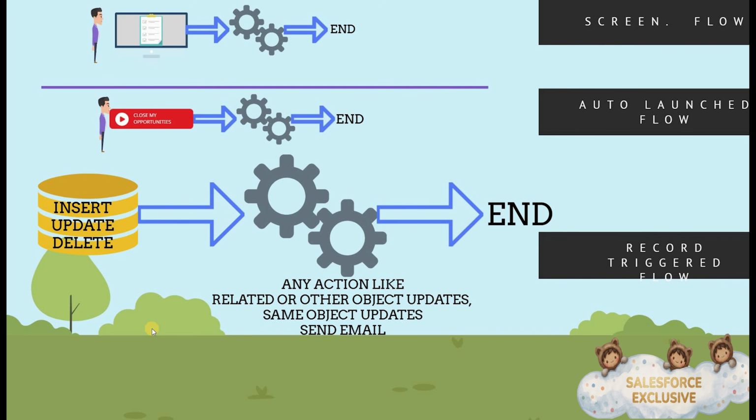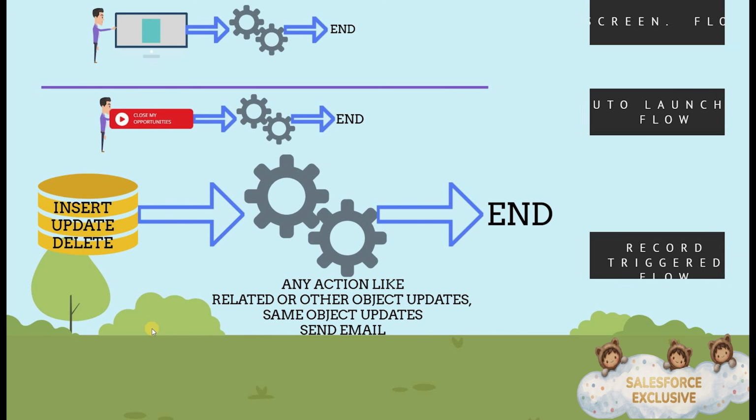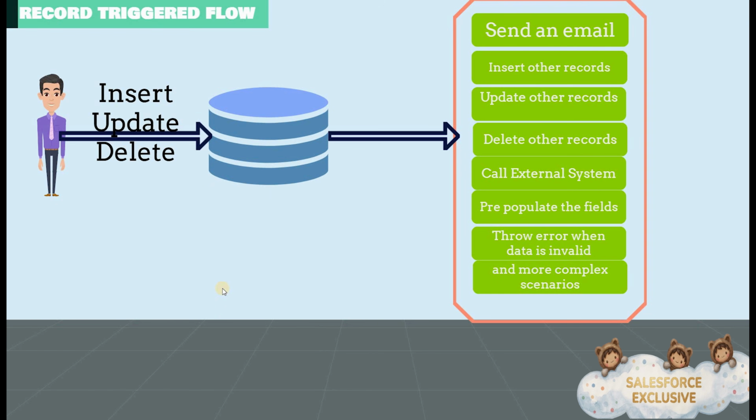In our scenario, we are trying to update an account record, and we wanted to call a logic where we wanted to update the opportunities to close lost. From record triggered flow, if you insert, update or delete, if you want to do any action, something like sending of email, inserting of some other records, updation of other records, deletion of other records, you can call external system or pre-populate some of the fields which is getting inserted or updated. You can throw some validation errors, and you can do many more complex scenarios. All this by using record triggered flow.